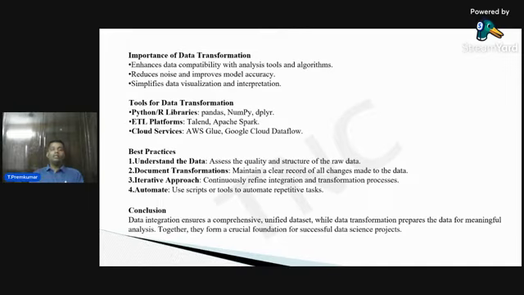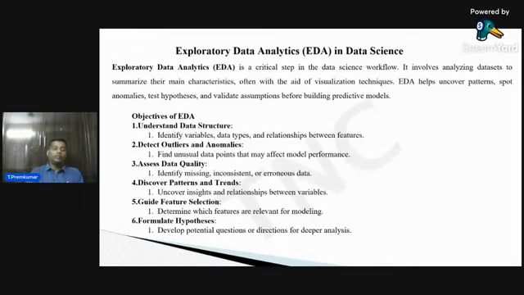Okay, and in the conclusion, data integration ensures comprehensive, unified datasets, while data transformation prepares the data for meaningful analysis, and altogether they form a crucial foundation for successful data science projects.